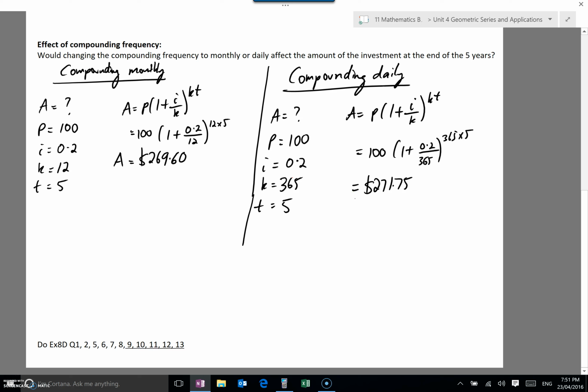As a challenge question, try and do the compounding every second. There's no reason why you can't do that. Just think about the k value, thinking of how many seconds there are in a year. From here, have a go at these exercise 8D questions. There's a few of them there, but they shouldn't take you any longer than it's taken me to do these questions individually. Make sure you have a go at them, because the next topic will be trying to find, say, P or I or T, which will be a lot harder if you're not familiar already with just using the formula in a standard fashion. Okay, bye.